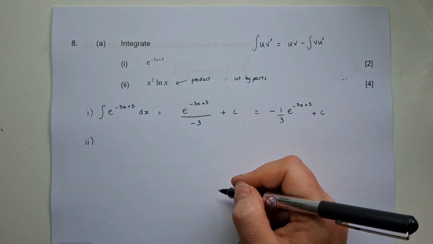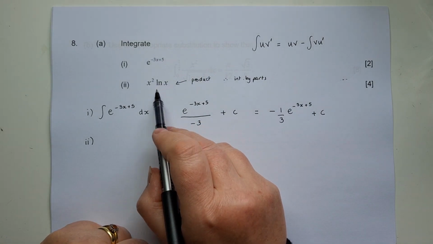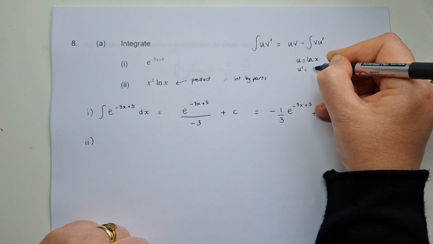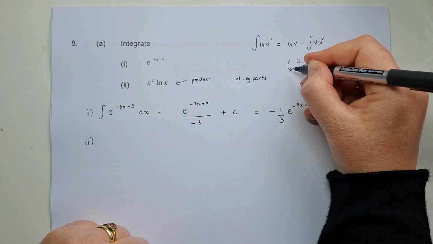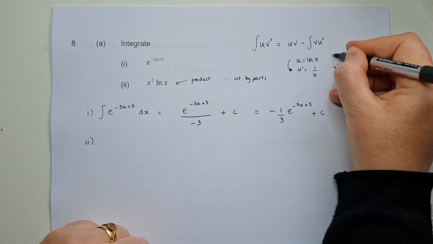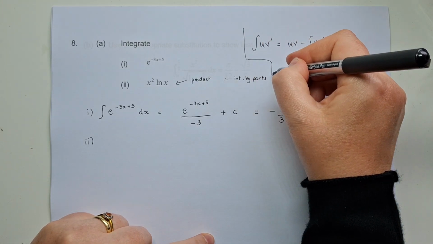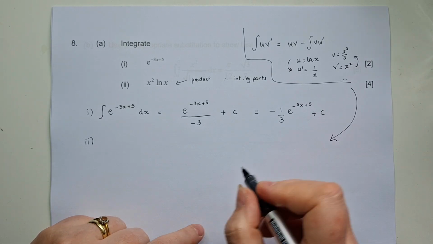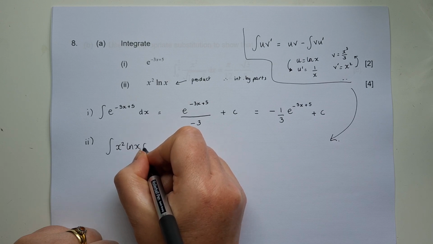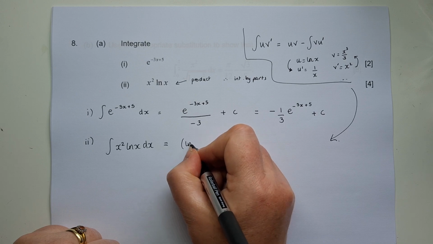So when you're choosing which is which, the ln is always the u, because then you can differentiate it. So we differentiate that one. V dash therefore is x squared, and we need to integrate that to get to v, so that would be x cubed over 3. Okay, so all of that is coming into our answer. So we've got the integral of x squared ln x is equal to our u times our v.